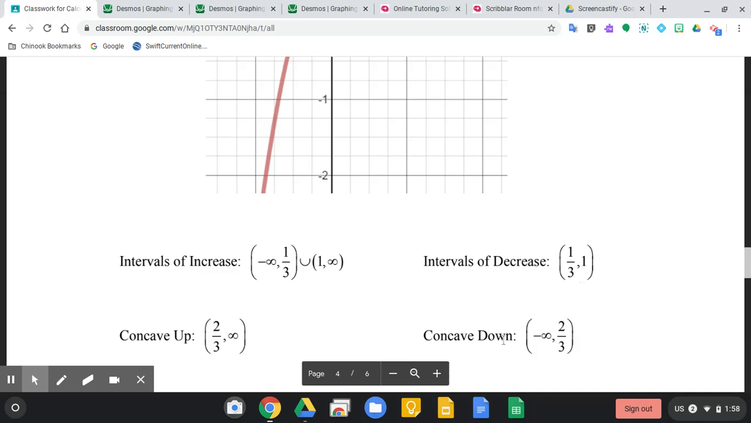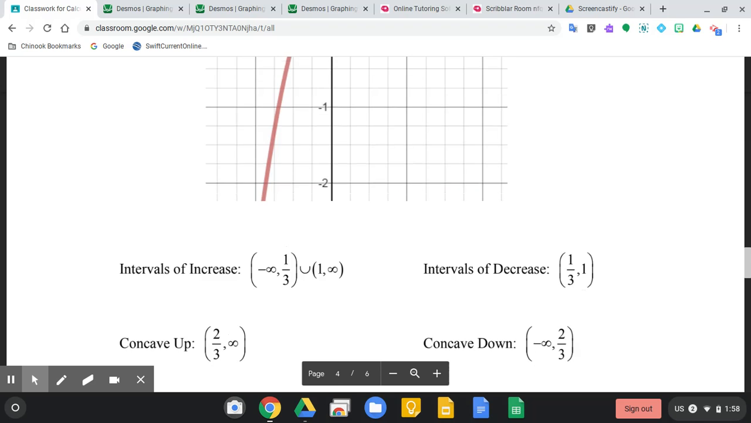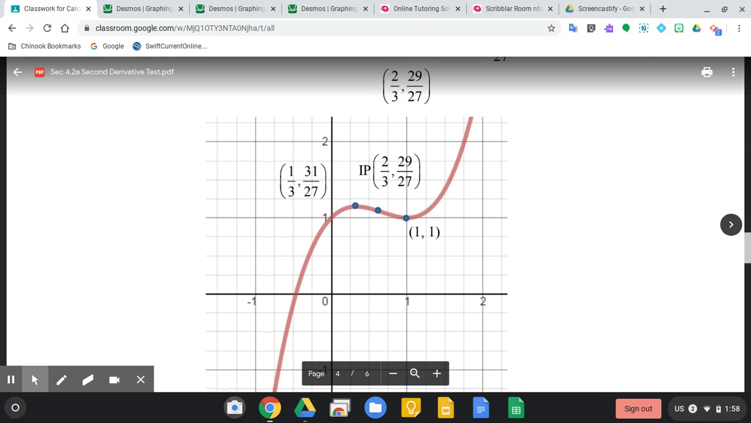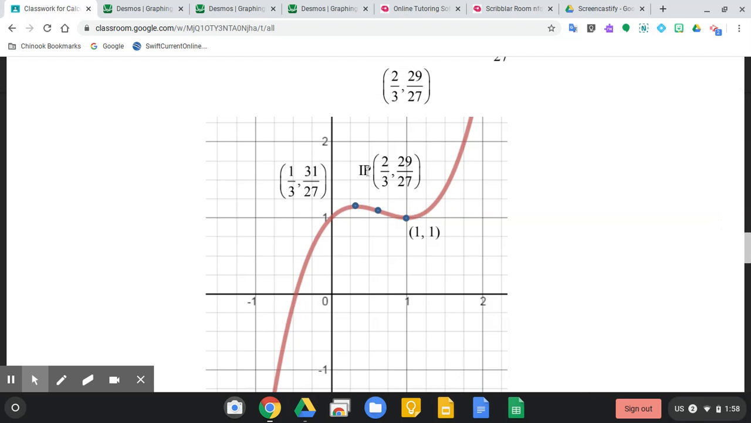If we look at concavity, concave up, concave down, the concavity changes at the inflection point. And this is so important to remember. Concavity changes at the inflection point. So if I go up to my graph here, the inflection point is at the 2/3. So this is where it changes right here, the middle value. So this is a maximum.